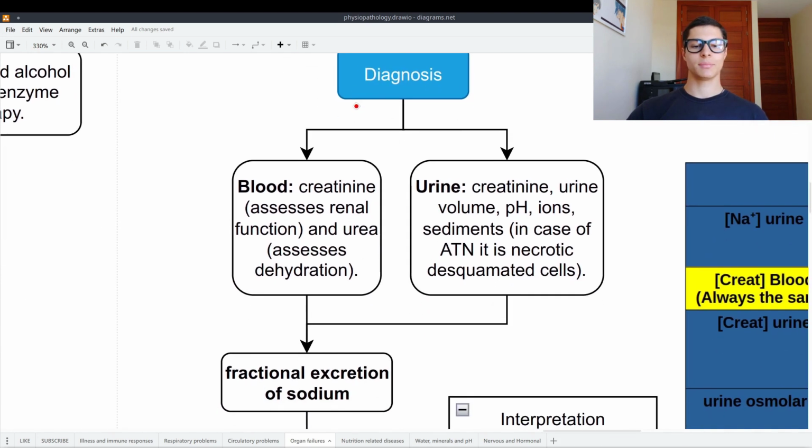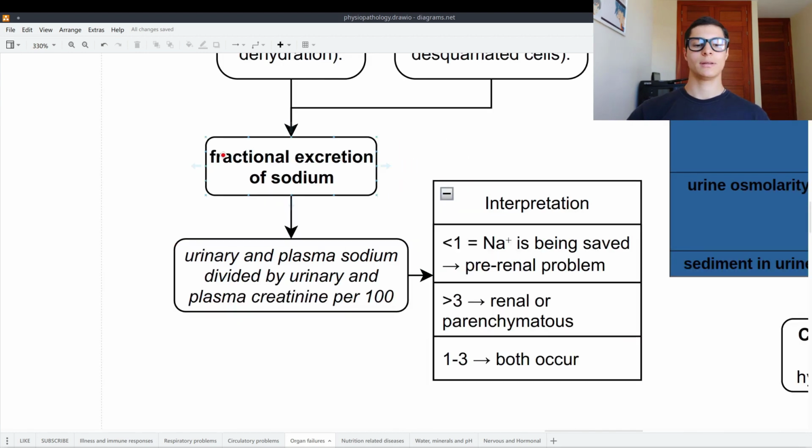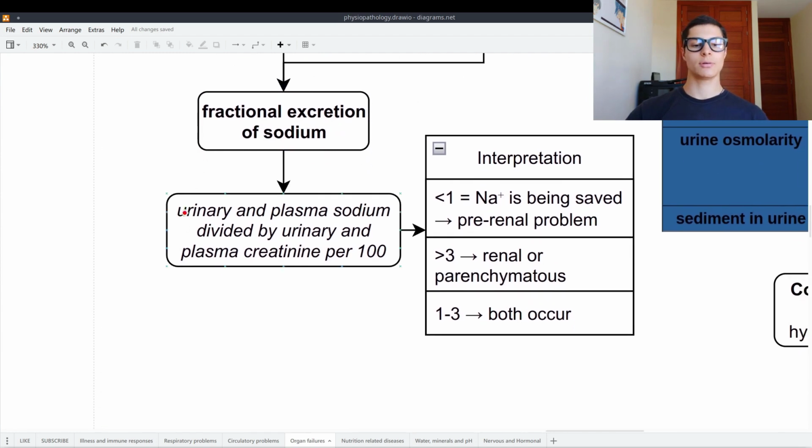The diagnosis: in the blood we can see the creatinine, which assesses the renal function, and the urea, which assesses the dehydration. In the urine analysis, we check for creatinine, urine volume, pH, ions and sediments. And in the case of acute tubular necrosis, it is necrotic desquamated cells. Then here we have the concept of fractional excretion of sodium. It is the urinary and plasma sodium divided by the urinary and plasma creatinine, times 100.